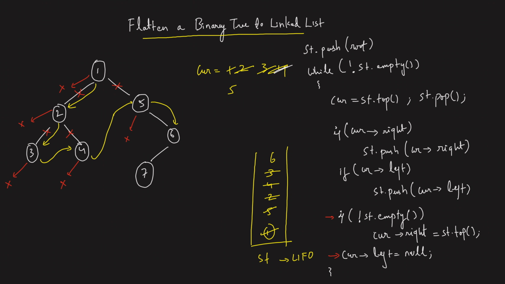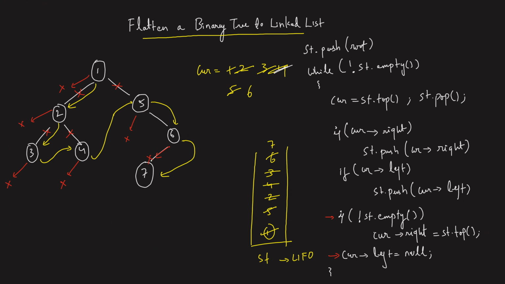Nice. Next time you again come back. And this time 5 will be changed to 6. 6 will say, I don't have a right, but I have a left, that's 7. And I put it. This time 6 says, my right will be 7. And my left will be null.